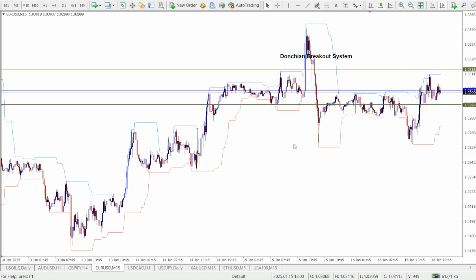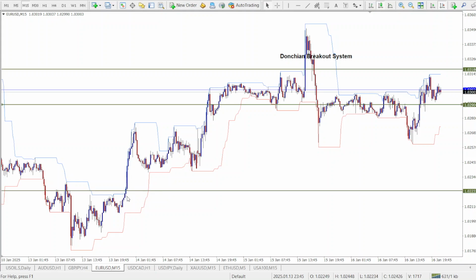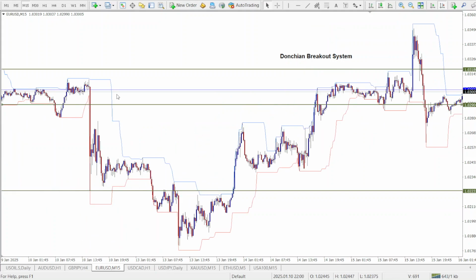So now let us talk about entries and exits. You can see this is another example. After the price broke above the upper band, you can see that was a buy opportunity, and you can see how the price rose all the way to this point. In this case, we got a sell opportunity around here, right after this breakout, and you can see how the price dropped all the way to this point.